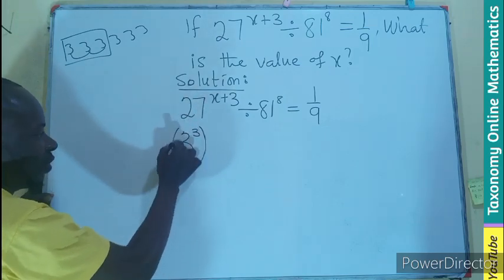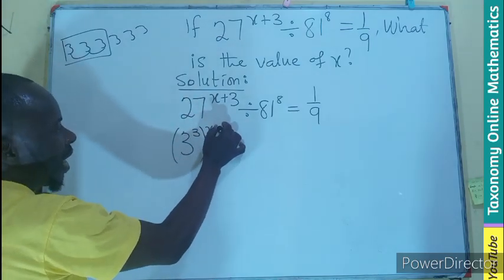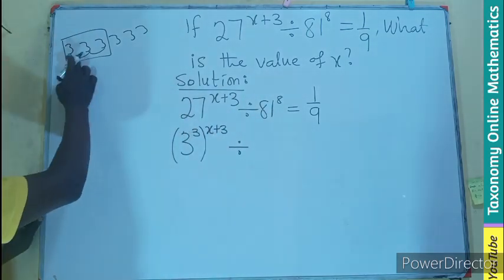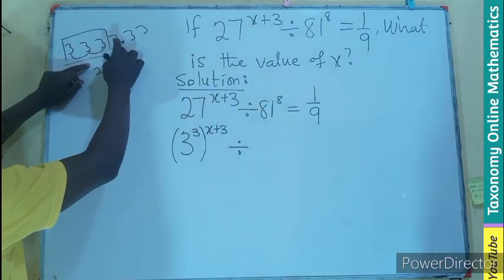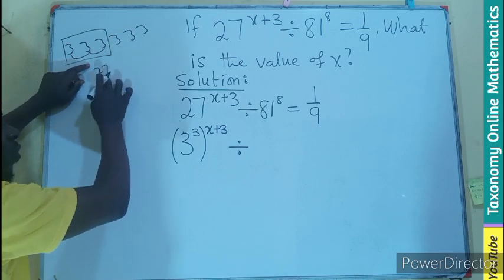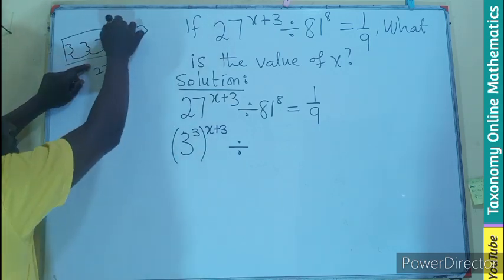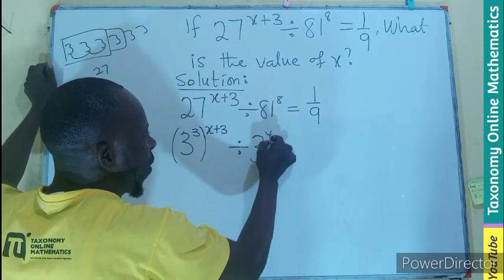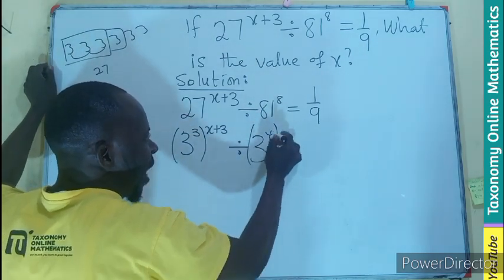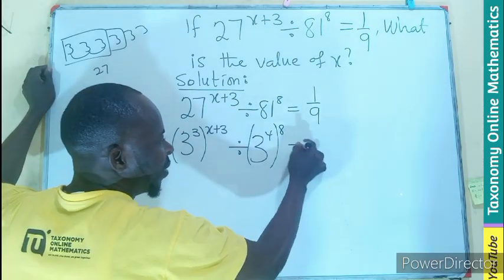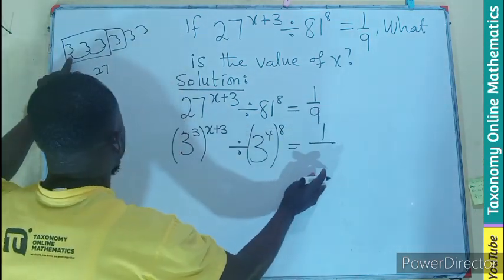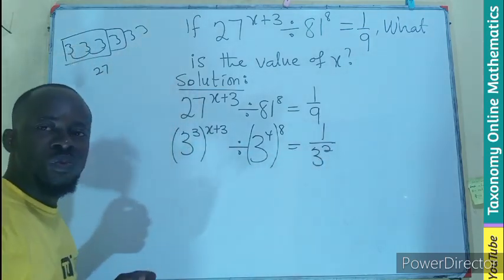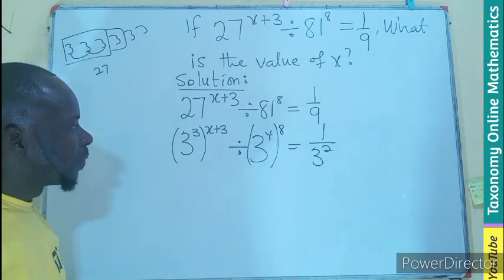And that 27 is also having a power of what? x plus 3. Divided by, this will be 27 times 3, and that will give you 81. Meaning we are multiplying 4 different times. So that gives you 3 exponent 4. But the 81 has a power of 8. And this becomes 1 over 3 times 3, 9. So 3 exponent what? 2. I guess you follow that?